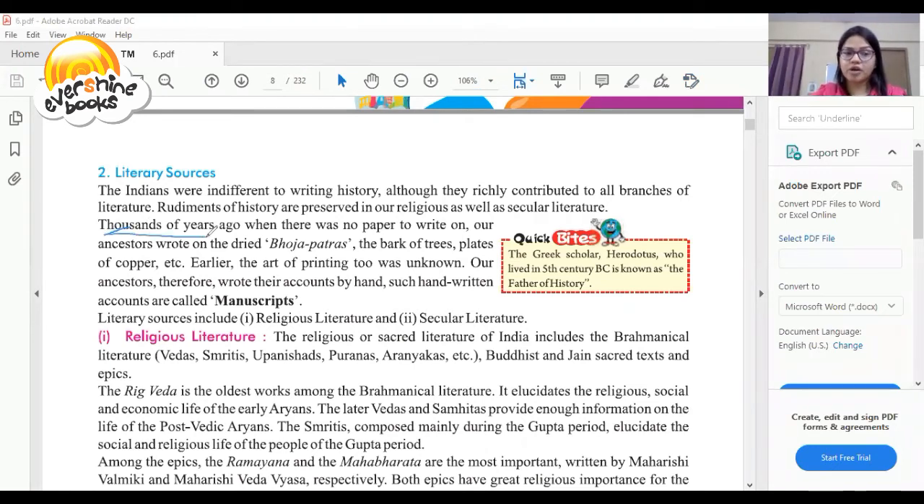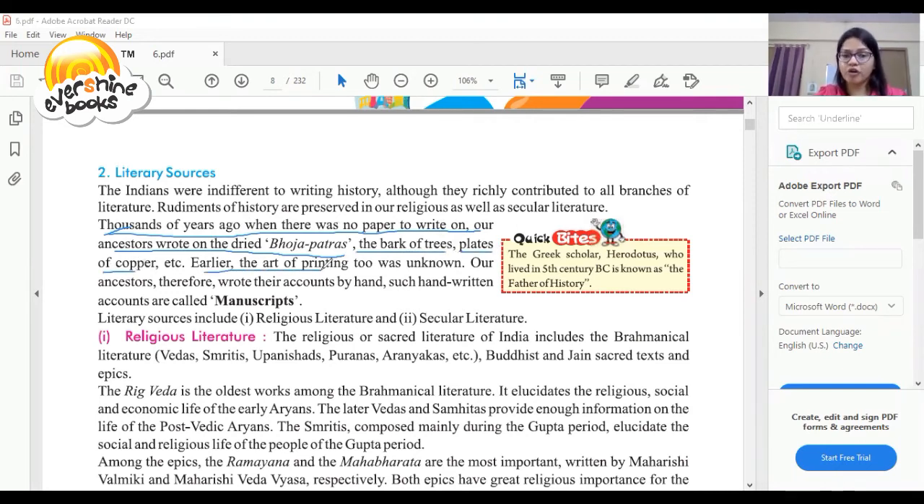Thousands of years ago, when there was no paper to write on, our ancestors wrote on dry भोज पत्र. जब कागज नहीं था तो हमारे पूर्वज किस में लिखते थे? भोज पत्र में लिखते थे, which is the bark of trees, and plates of copper.